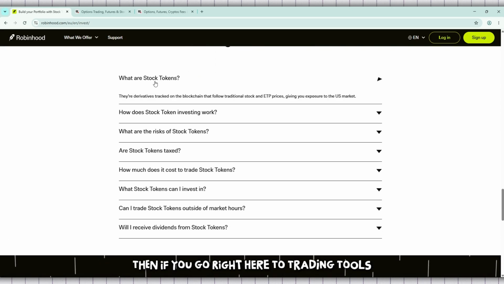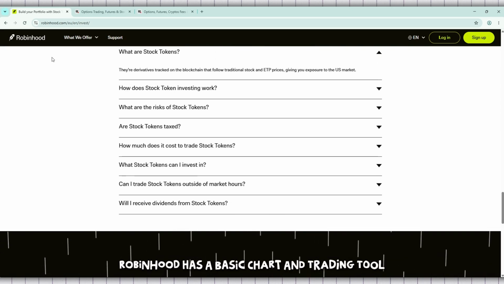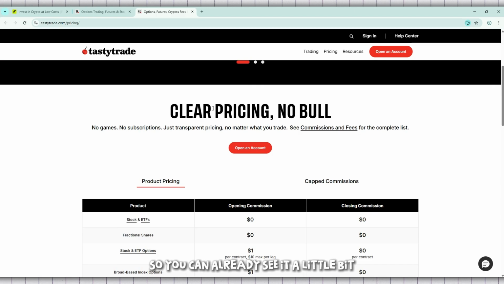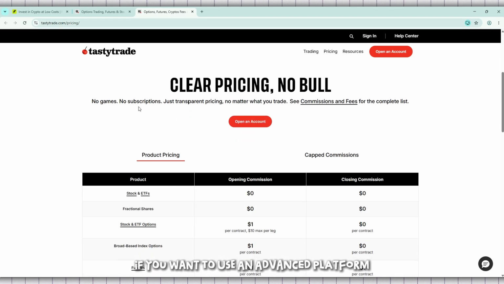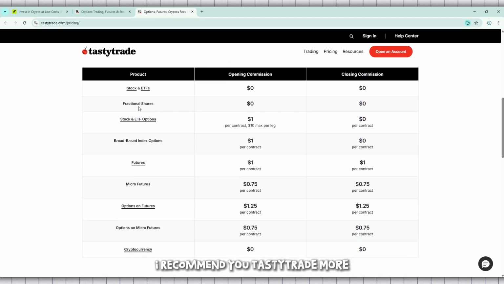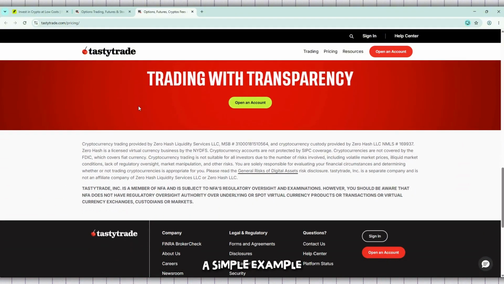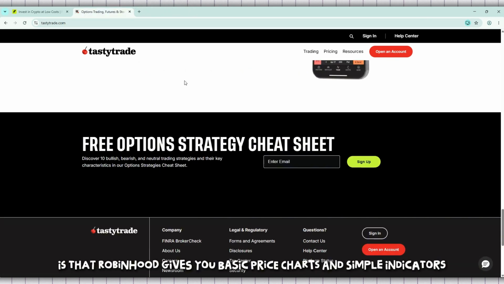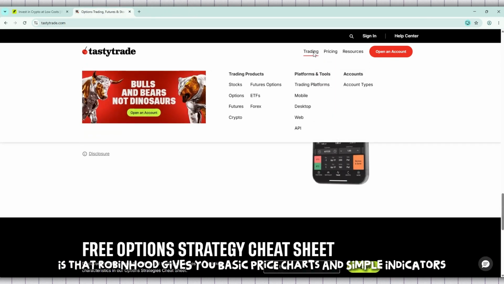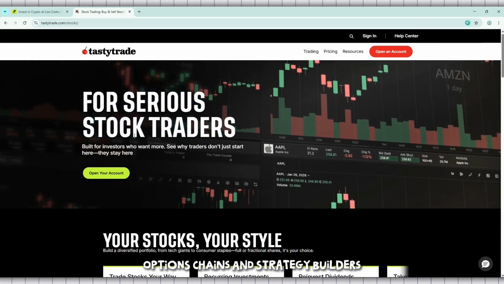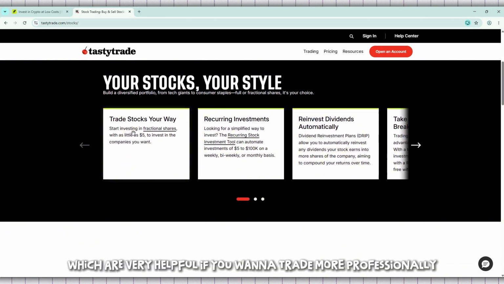Then if you go right here to trading tools, Robinhood has a basic chart and trading tool, where Tastytrade has advanced option analyses and strategy tools. So you can already see it a little bit. If you want to use an advanced platform, I recommend you Tastytrade more. If you are a beginner, I can recommend you more Robinhood. A simple example is that Robinhood gives you basic price charts and simple indicators, while Tastytrade gives you deeper analytics like probability tools, options chains, and strategy builders, which are very helpful if you want to trade more professionally.